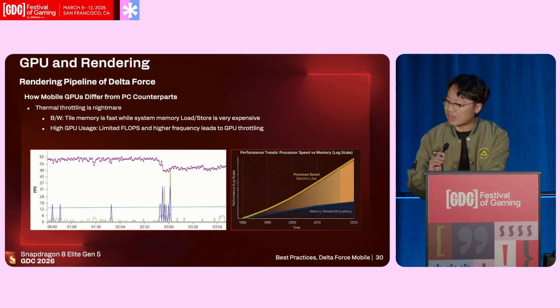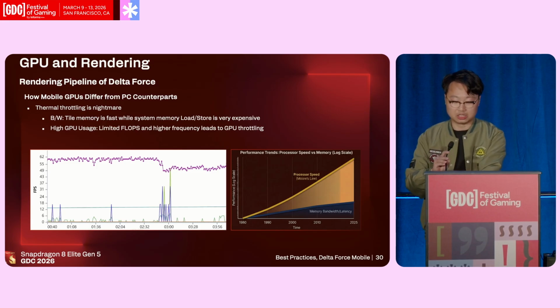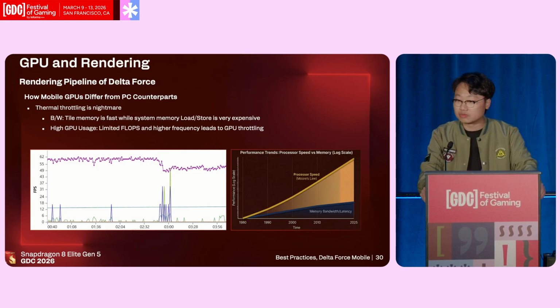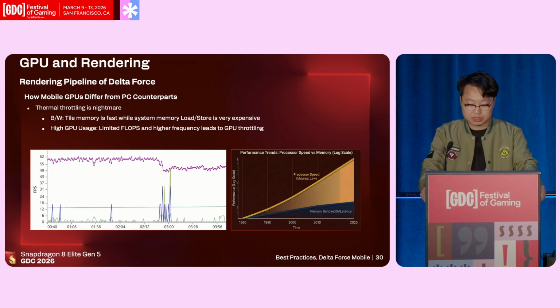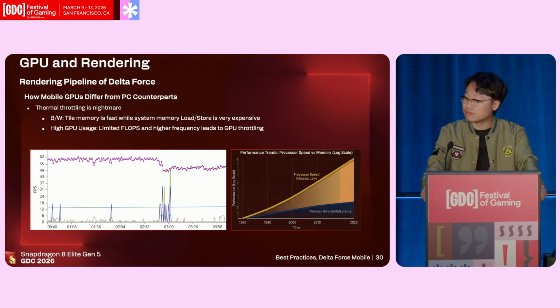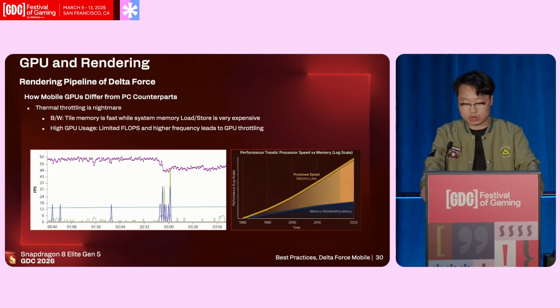Mobile devices don't have the luxury of a stable external power supply or aggressive cooling like desktops. Yeah, and take a look at the chart on the left. That's one of our mainstream devices after running under a heavy load for an extended period. You can see the frame rate starts with small spikes and then, boom, it drops from 60 frames per second down to around 55. That is a textbook example of thermal throttling.